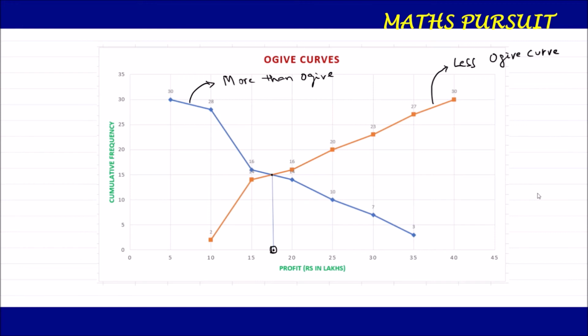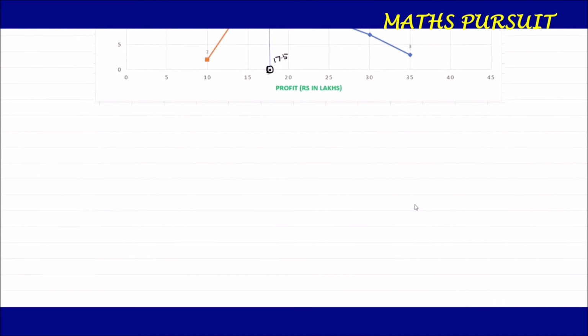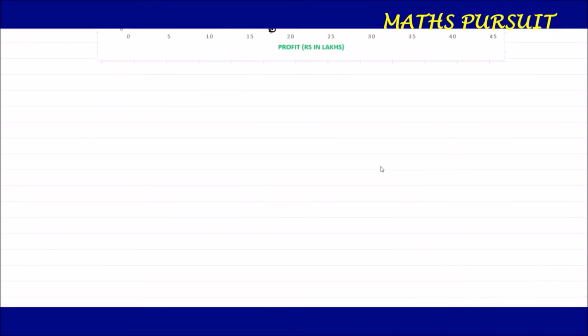Now guys, if you draw this graph on graph paper, you will see that this point, our median, is 17.5, and you can see it lies between 15 and 20. This median will be 17.5, and we can also prove the same median using our calculation. So let me show you how we get this 17.5.